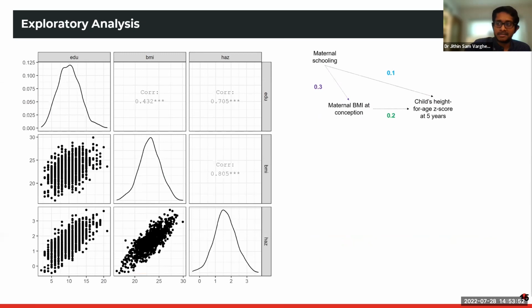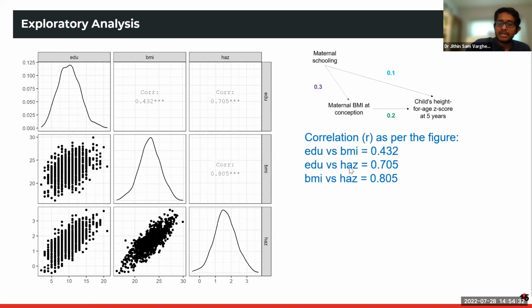This plot has 3 pieces of information. The first piece of information is how the 3 variables are distributed. And those are here. We see that all 3 variables are somewhat normally distributed. The second piece of information is how the 3 variables are bivariate distributed as per a scatter plot. Those are the ones here. So for example, this is a scatter plot between education and BMI for the mothers. And the third piece of information is the bivariate strength of association between the 3 variables. So I restate the correlations here.